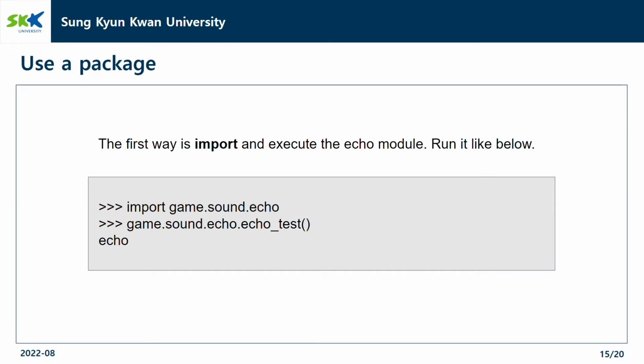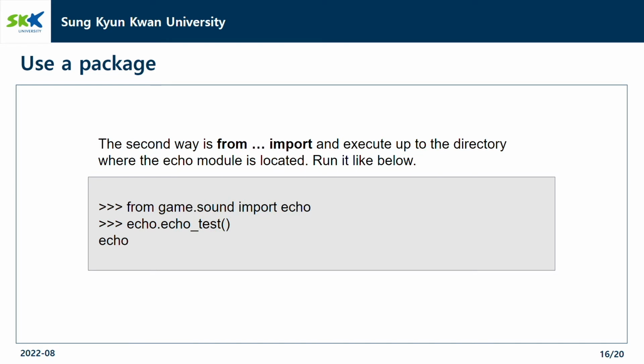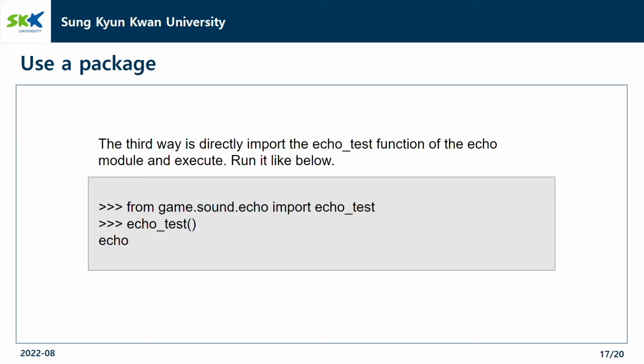Then let's use our package. The first way is to import and execute the echo module, and run it like below. The second way is to use from and import up to the directory where the echo module is located, and run it like below. The third way is to directly import the echo_test function of the echo module and execute it. Run it like below.